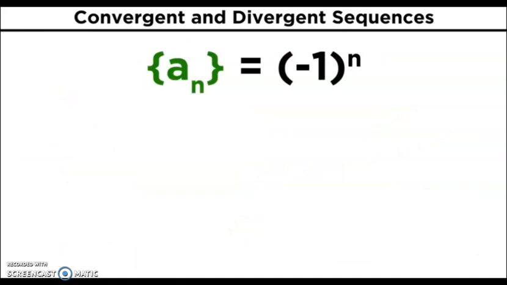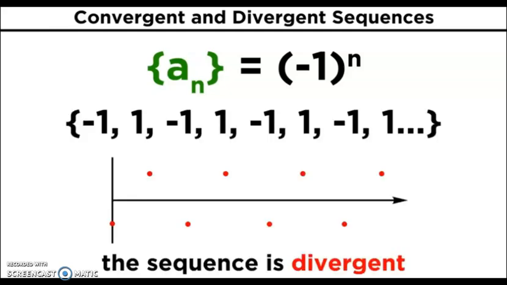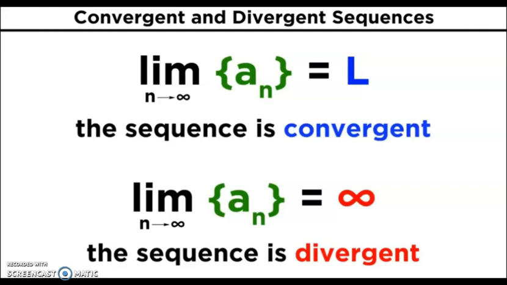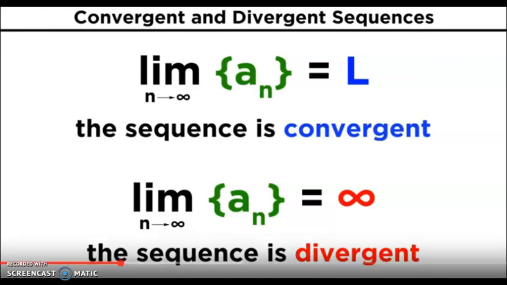Some sequences would be divergent without going to infinity, like negative 1 to the n power. This just alternates between positive 1 and negative 1 forever, so there is no limit. So once again, we look at what a sequence does as n approaches infinity. If the sequence asymptotically approaches some finite number, it is convergent. If it does not, then it is divergent.